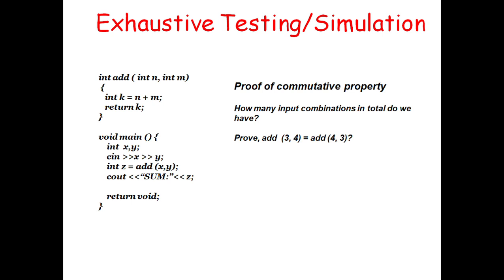If we want to prove this commutative property for this function add, we must try for all input combinations. For example, we can begin with add(3, 4), and then we swap. 4 is the first argument here and 3 is the second, and we can see the result. Of course, the result on the left hand side and right hand side will be 7.